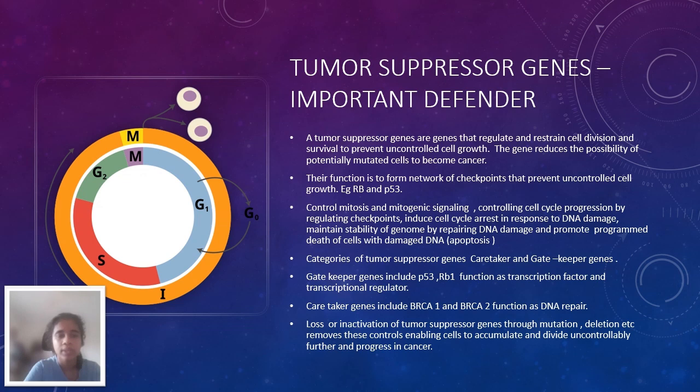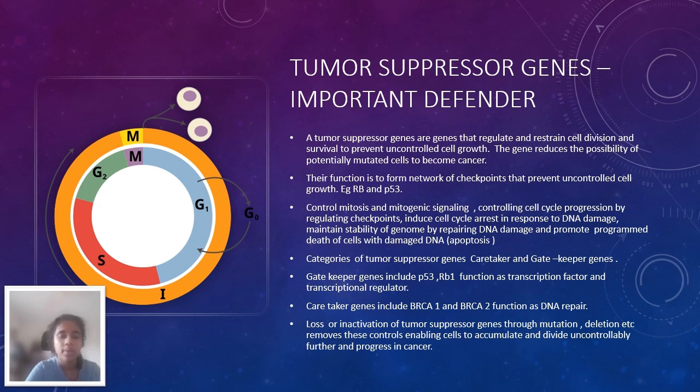Tumor suppressor genes can be categorized into caretaker and gatekeeper genes. Gatekeeper genes are the genes that function like transcription factors and transcription regulators. An example is p53. Caretaker genes are the ones involved in the DNA repair process, and they include BRCA1 and BRCA2. The gatekeeper genes are responsible for preventing the proliferation of cells, regulating cell division and the cell cycle.